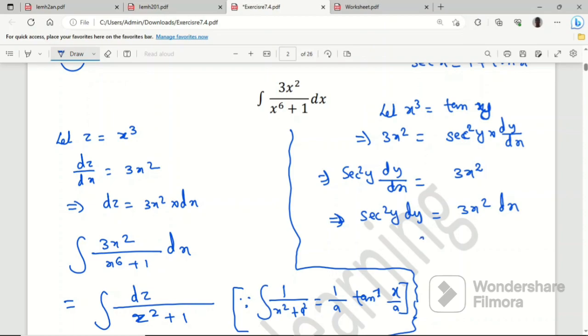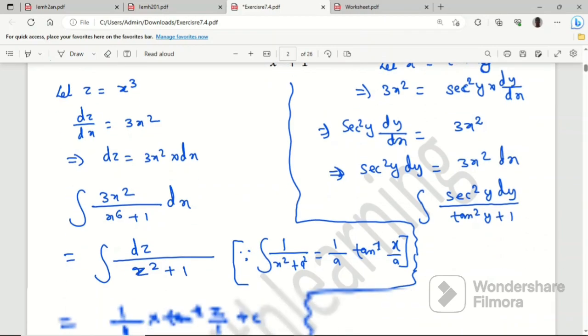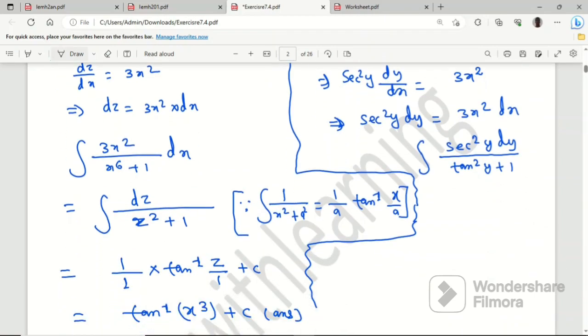So we'll get integration sec square y dy upon, as tan y equal to x cube, so x to the power 6 will give me tan square y plus 1. Now you can probably see why I was using these trigonometric identities. Obviously now I can substitute something equal to tan y. I will substitute, let z equal to tan y.